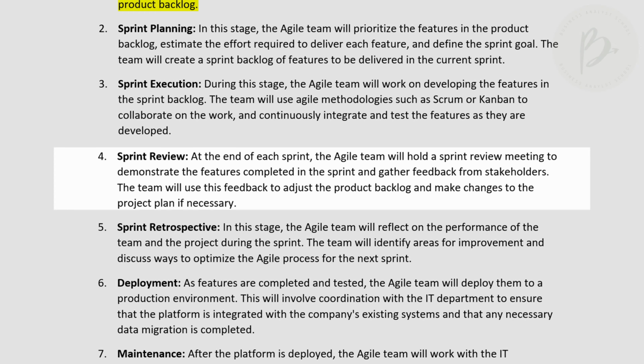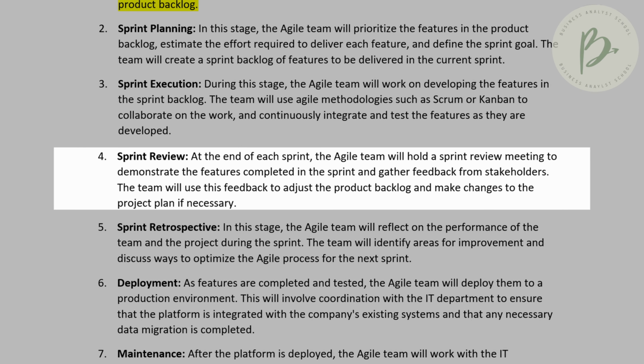Once we've done our sprint execution, we then have a sprint review, which is done at the end of every sprint, our first 2 weeks, right? They will hold a sprint review meeting to demonstrate the features that have been completed in the sprint. They will also gather feedback from stakeholders. Then the team will use this feedback to adjust the product backlog. So new requirements can come up, changes to the last sprint can come up, right? And then they will make changes to the project plan if necessary.